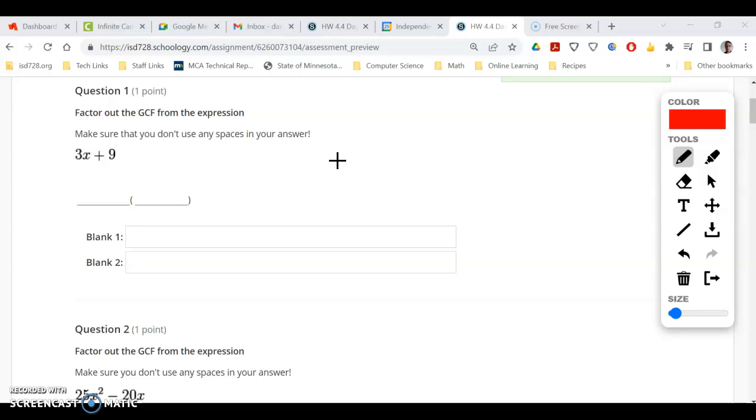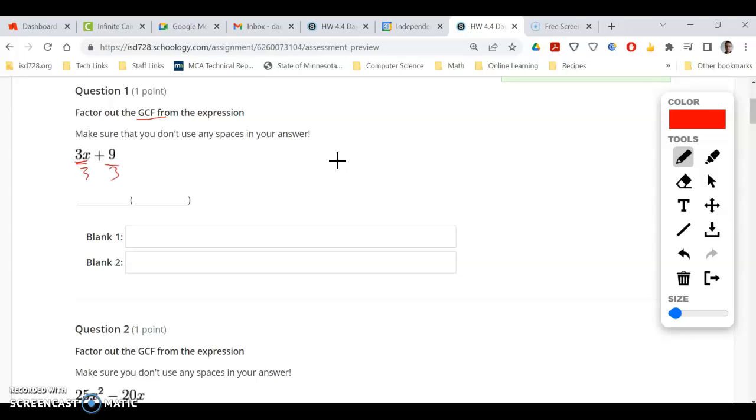Okay, this is going over the first three questions from 4.4 day 2 homework. GCF, remember, is just like what's common. So basically, I'm going to look at these two terms and say what evenly divides them. Okay, in this case, it's 3.